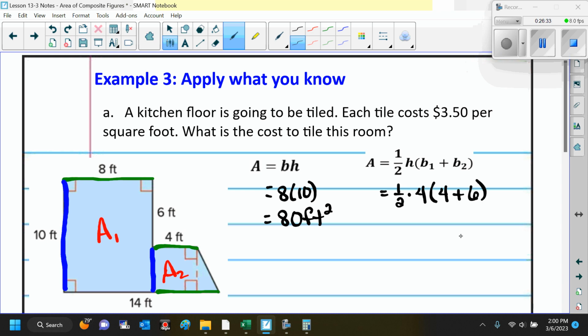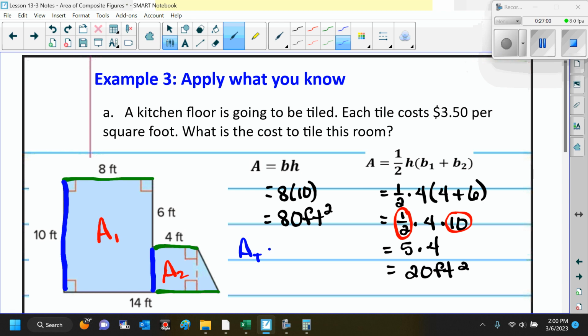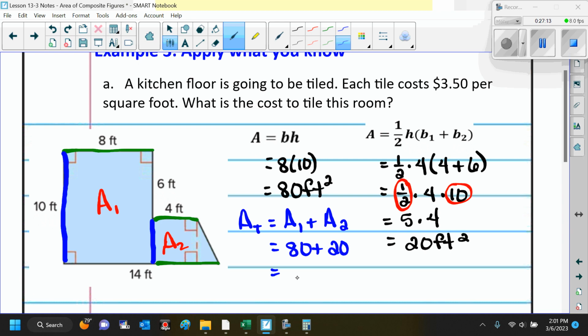And now we can simplify. So we have 1/2 times 4 times 10. Okay? So now simplify some more. I'm going to take half of 10 just to make my number smaller. Half of 10 is 5 times 4. That's going to be 20 feet squared. Okay? So the total area, so area total, that's area 1 plus area 2, that's going to be 80 plus 20, that's of course 100. So this is 100 feet squared. So, is that my final answer?